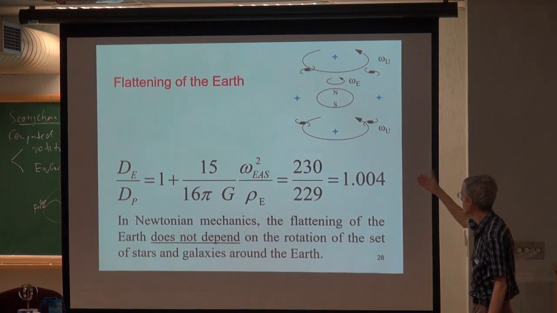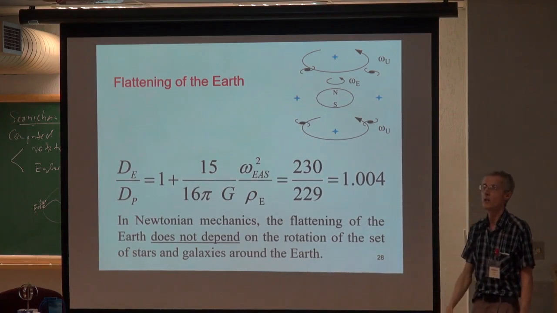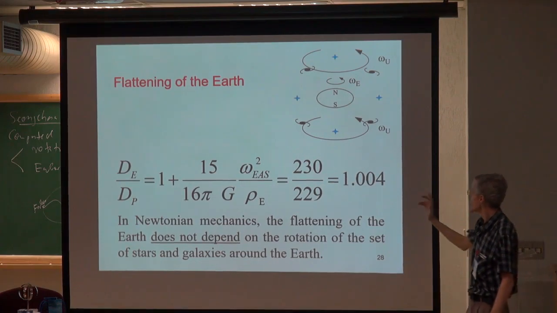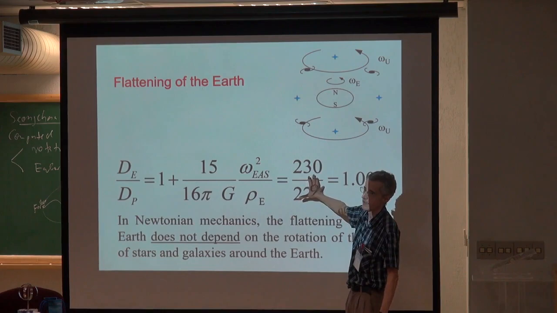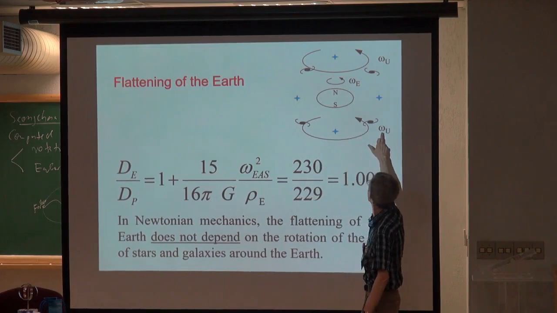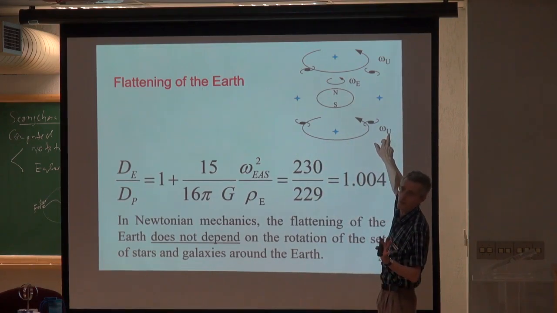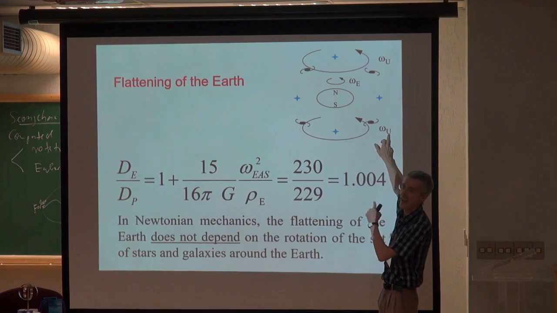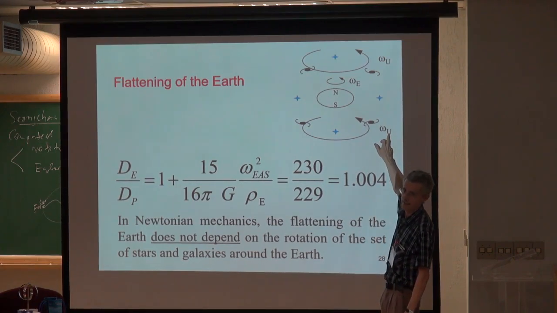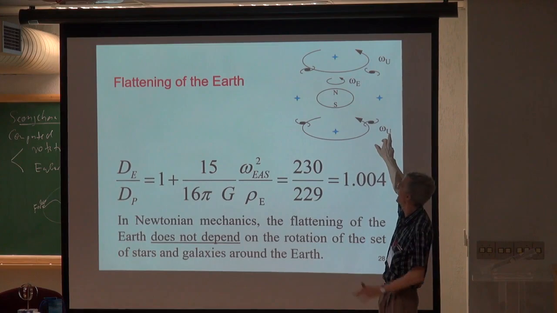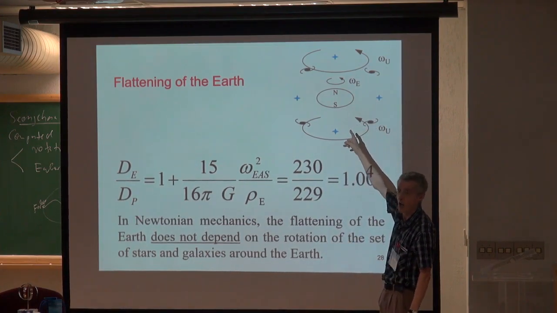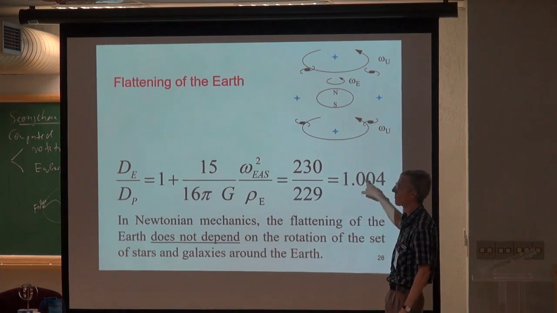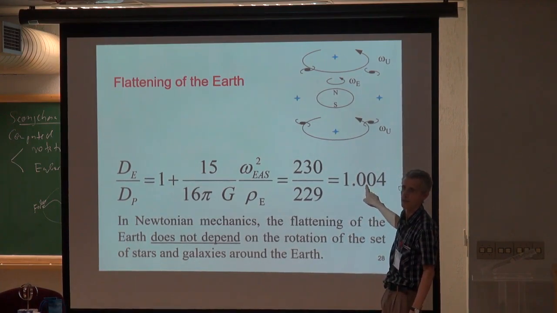Before that, I show you once more the result by Newton. In the result by Newton, the stars don't appear here. So I can put omega U to any value I wish. That will not affect the amount of flattening. I can make the stars disappear. The Earth can be alone in the universe. It would be flattened by the same amount.